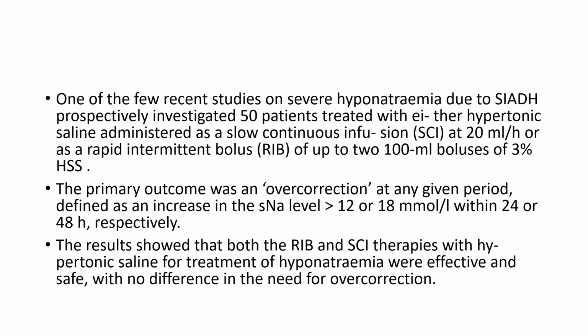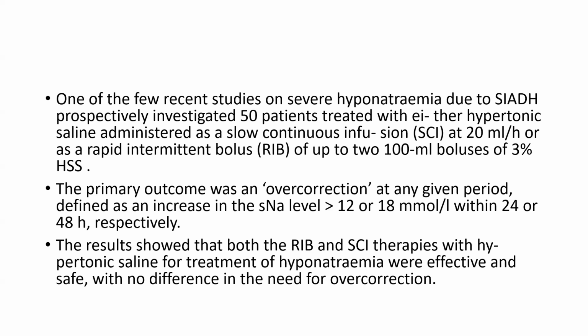One of the few recent studies on severe hyponatremia due to SIADH prospectively investigated 50 patients treated with either hypertonic saline administered as a slow continuous infusion at 20 ml per hour or as a rapid intermittent bolus of up to 200 ml of 3% hypertonic saline. The primary outcome was overcorrection at any given point, defined as an increase in the sodium level of more than 12 to 18 mmol per liter within 24 or 48 hours, respectively.